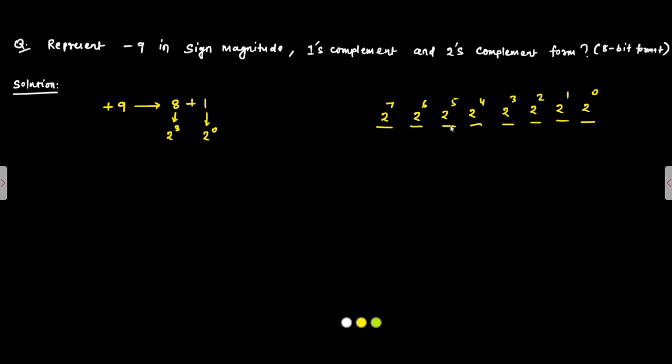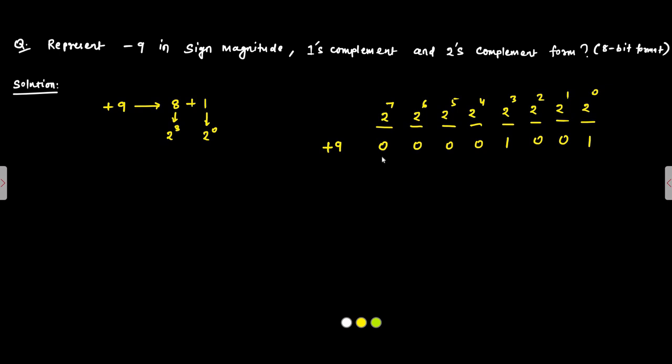Now we have these values: 8, which is 2 to the power 3, so in this position we will have 1, and also in the position 2 to the power 0 we will have 1. All remaining bits will be 0, 0, 0, 0, 0, 0, 0. So this is the binary representation of +9.